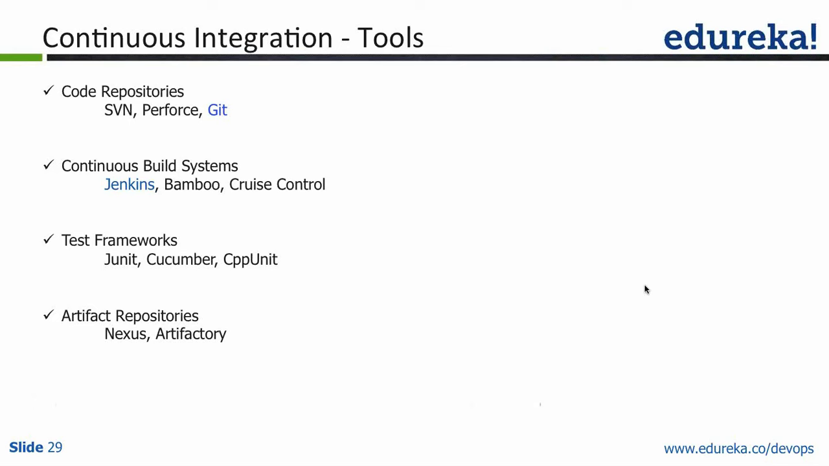Talking about continuous build systems, Jenkins is again a very, very popular tool which has gained a lot of momentum and a lot of popularity. There are some test frameworks like JUnit, Cucumber, CPP unit, and all that, which are used to have automated tests run. And there are some artifact repositories that you have, Nexus, Artifactory, and there are many other tools that you have.